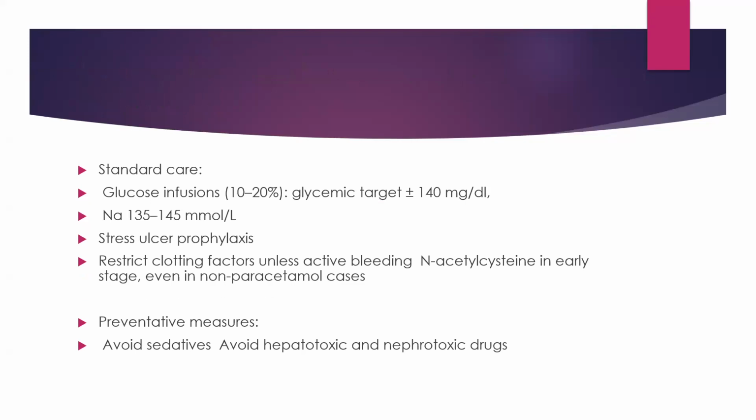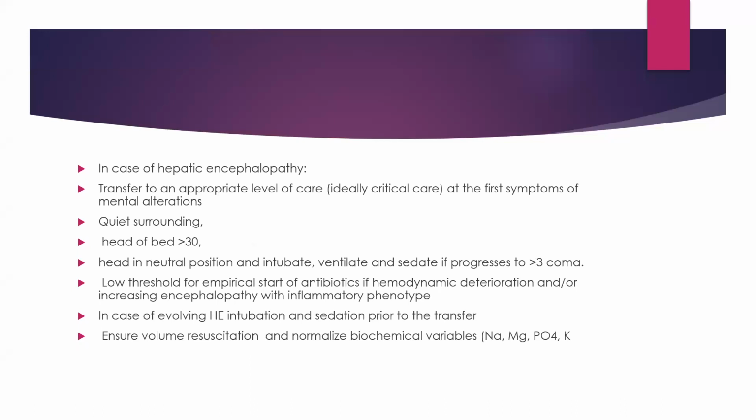Now, the standard care is the glucose infusion, that is 10 to 20%. Glycemic target should be above 140. Then the sodium level should be between 135 to 145. Then stress ulcer prophylaxis. Restrict the clotting factor unless there is active bleeding. And acetylcysteine in early stages, even in the non-paracetamol cases. Then some preventive measures like avoid sedatives, avoid hepatotoxic and nephrotoxic drugs.